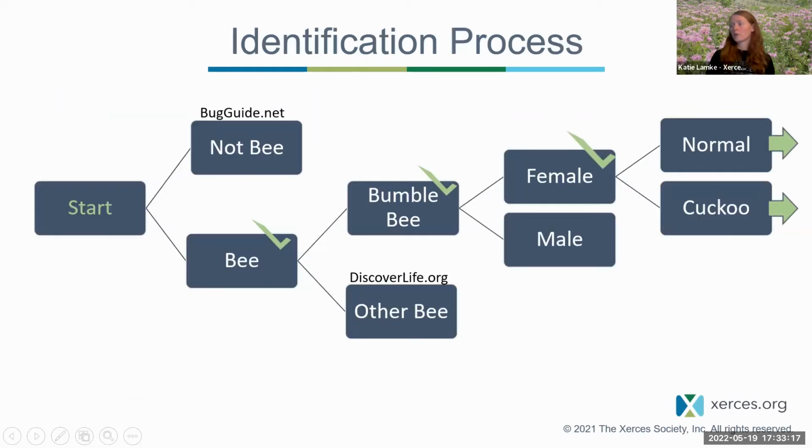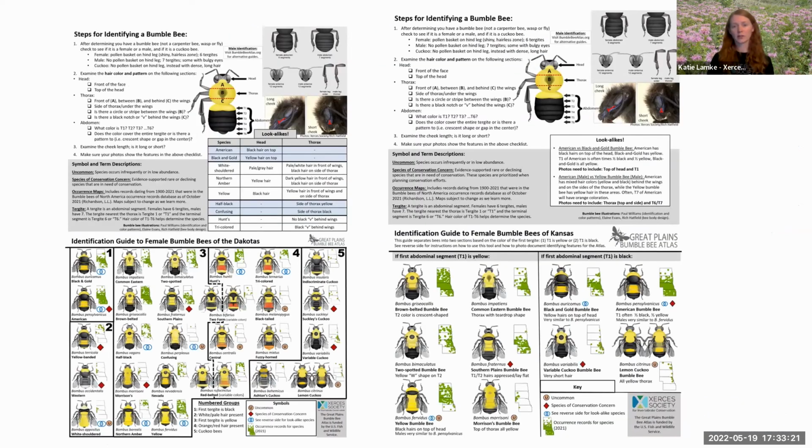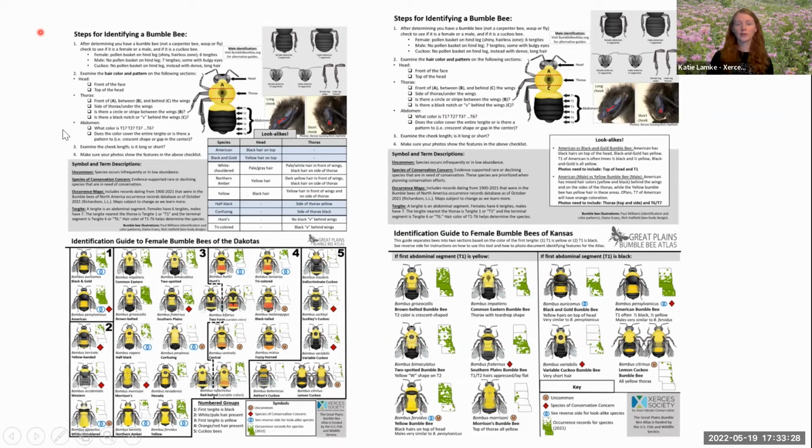So once you know if you have a normal bumblebee or a cuckoo bumblebee, that's when you're going to turn to the identification sheets. So here on the left-hand side is the front and back of the identification sheet to the Dakotas. You can see there are many more species of bumblebees there than there are in Kansas. So depending on where you are, you might have a few more lookalike species. We have picked out the species that you could confuse with one another and put a little box here with the clues to help you differentiate them.